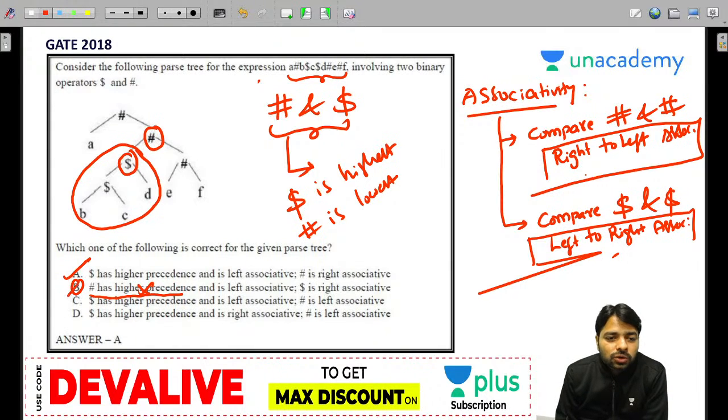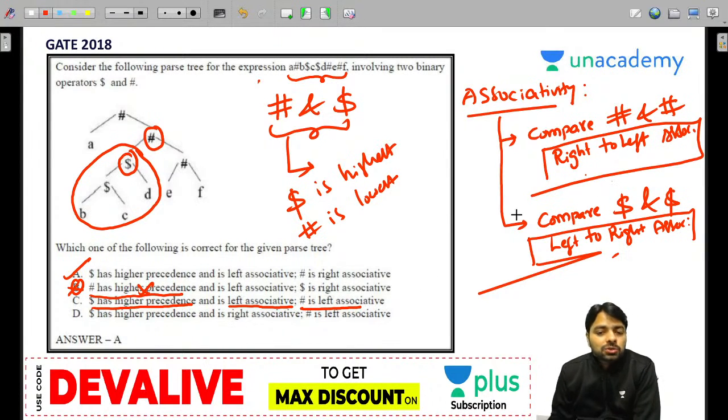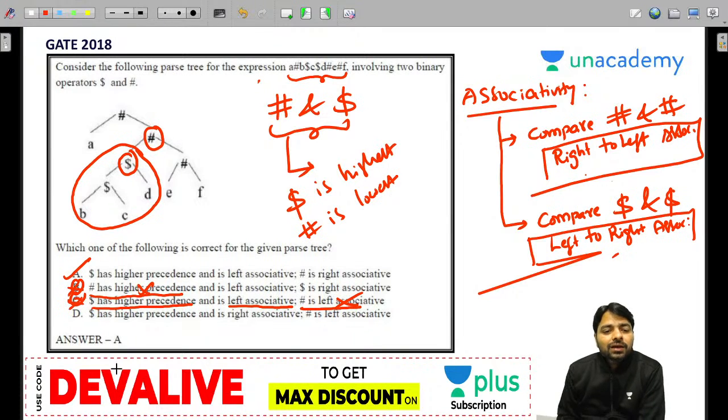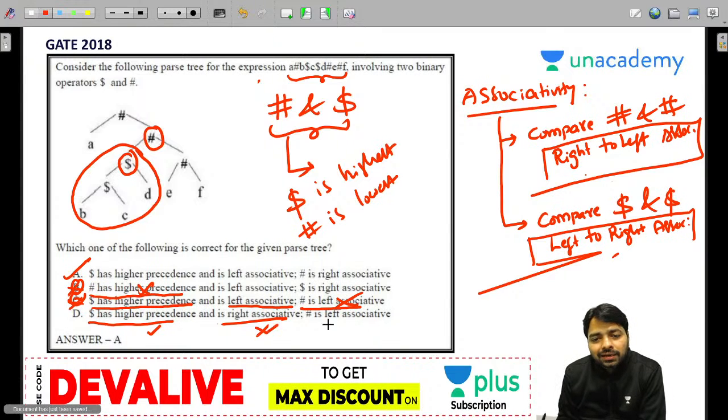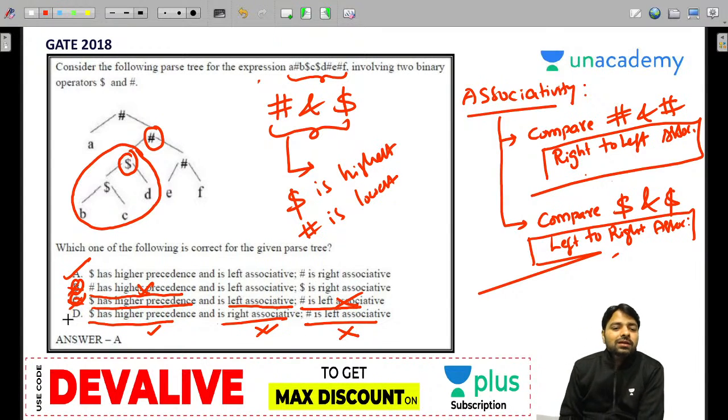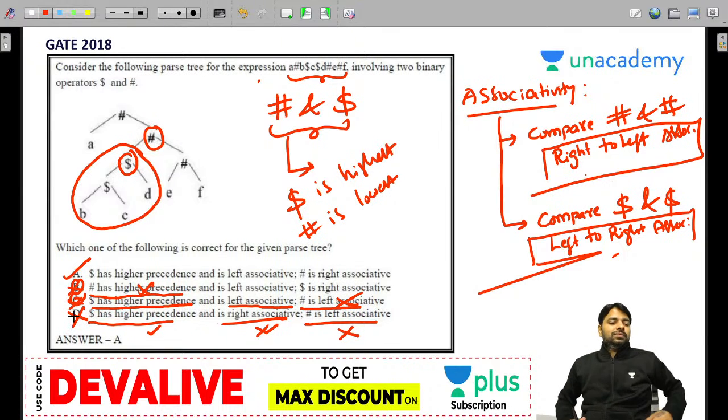तो छोड़ो B को छोड़ो, and $ is highest, ये सही है, and is left associative भी सही है, but ^ is the right associative guys, इसलिए C को डिलीट किया हमने। And D: $ highest, ये भी सही है, right associative ये गलत है, ये गलत है, and ^ is, ये भी गलत है, ये right associative है, तो D भी हटा दिया। Clear?